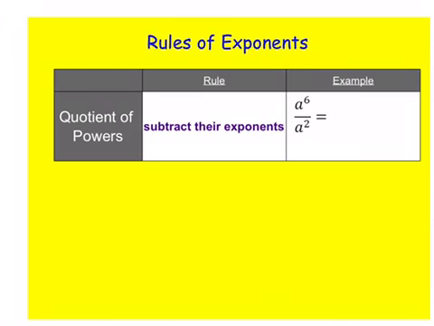So basically, when you are dividing bases, you want to make sure that you subtract their exponents. So when we're looking at this example here, I have a to the 6th divided by a squared. I'm going to have a to the 6 minus 2, which is going to be a to the 4. So when you divide, you want to subtract their exponents.